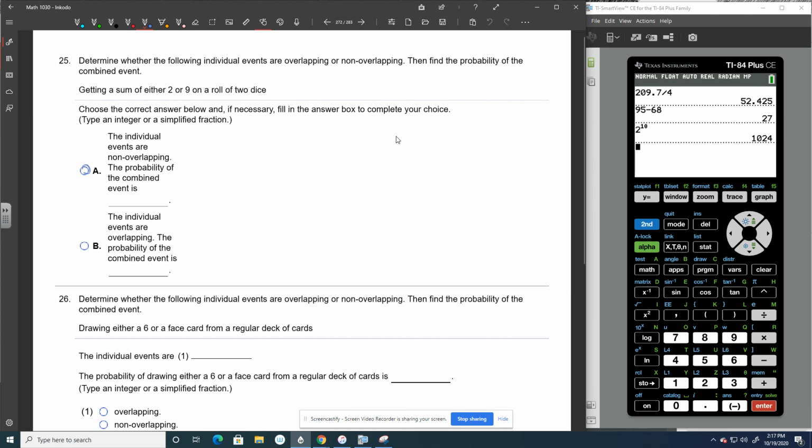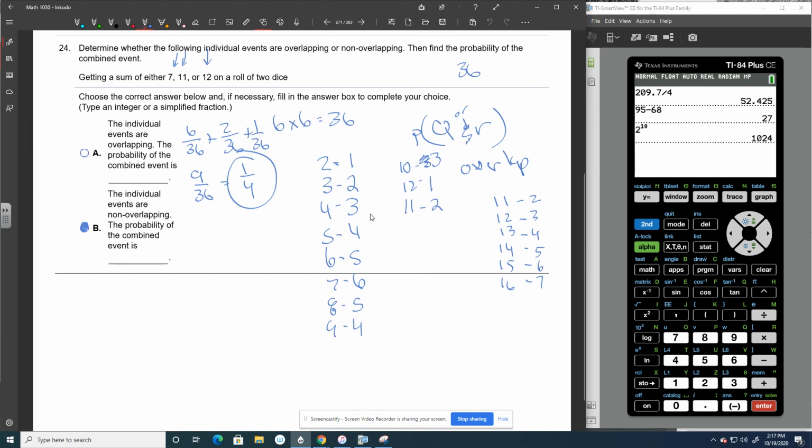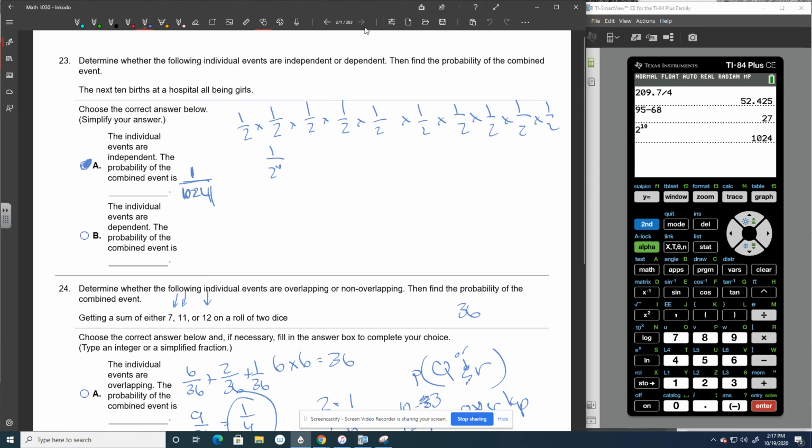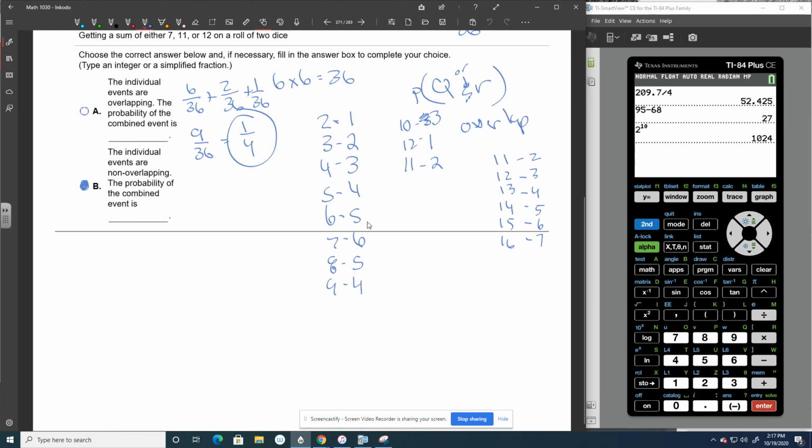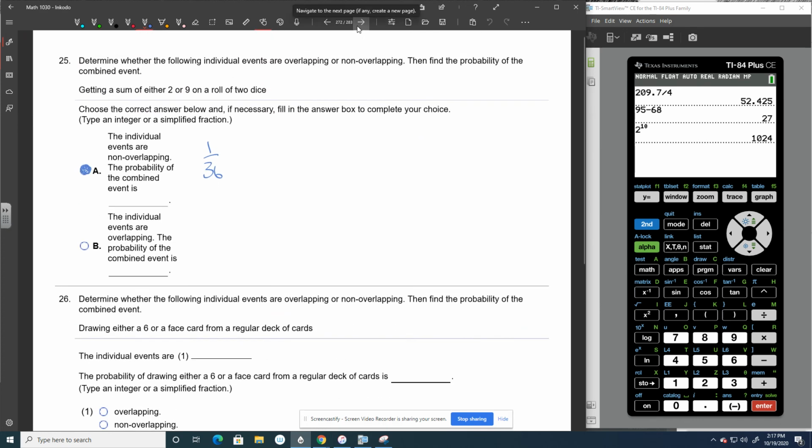Again, this is non-overlapping, but let's look at how many ways there are to get a 2. Well, there's only one way to get a 2 out of 36. So there's only 1 out of 36 ways of getting a 2. The chances of getting a 9: there are 4 different ways of getting a 9. So your probability of getting a 9 is 4 out of 36 chances. So when you add these probabilities together, that's 5 out of 36, the probability of getting one or the other.